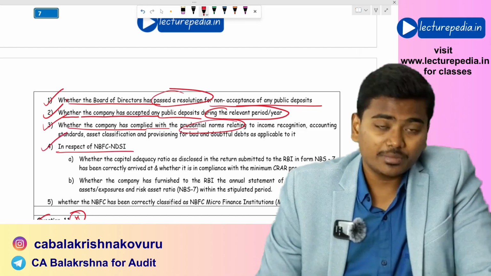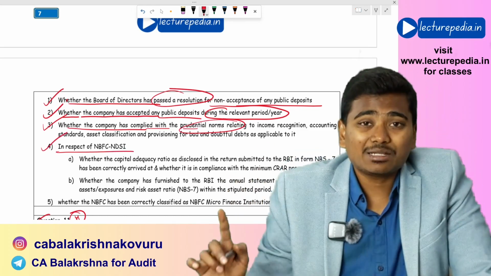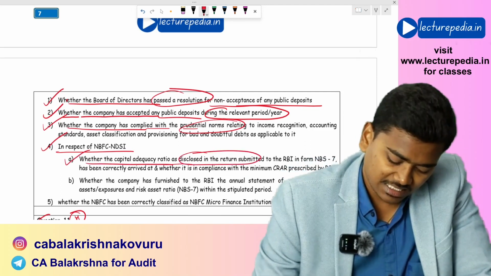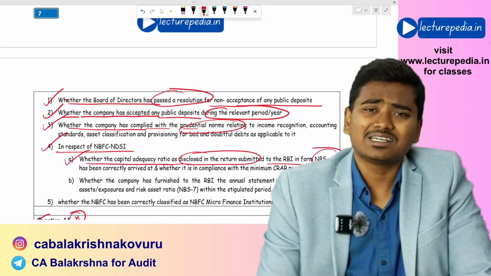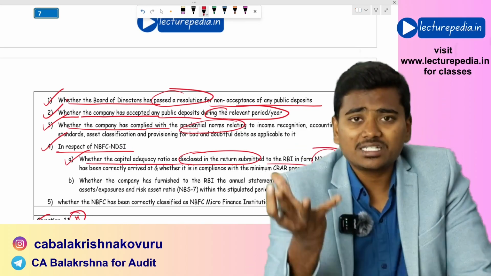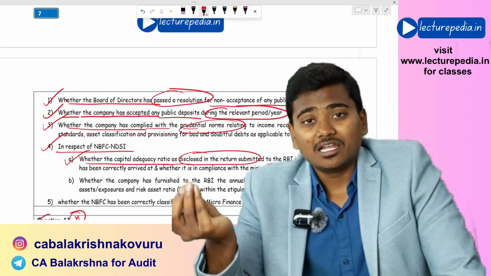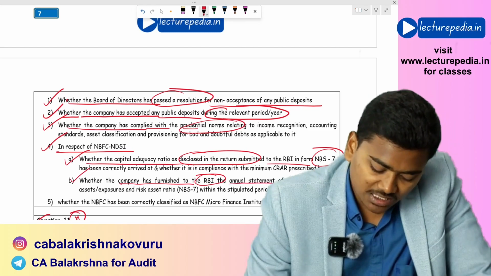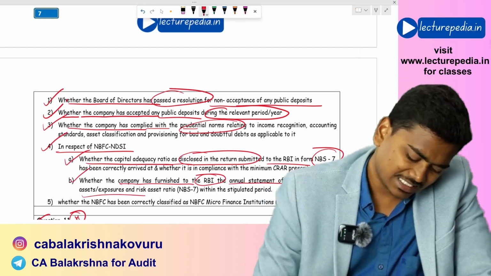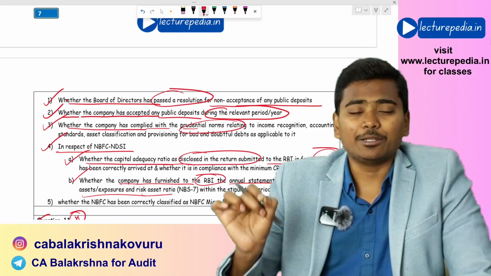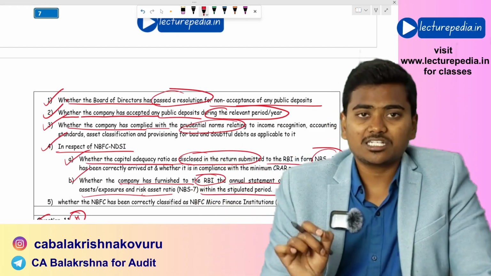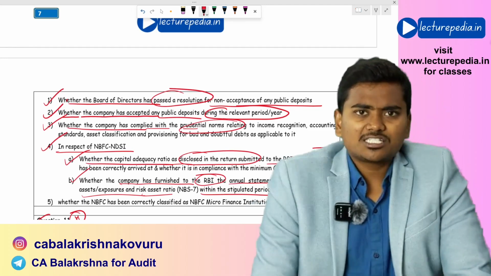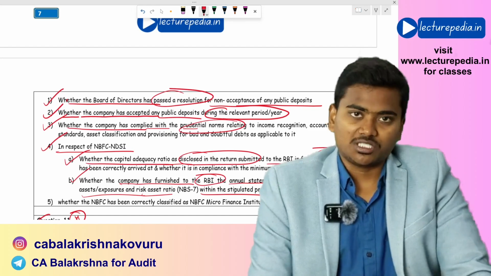And in respect of NBFC non-deposit systemically important, whether the capital adequacy ratio as disclosed in the return submitted to RBI in form NBS 7 is properly calculated and whether it is within the limit or not, that has to be reported. And whether the company has furnished to RBI the annual statement of capital funds, risk asset exposure and risk asset ratio in NBS 7 within the stipulated period of time or not. If it has not been submitted within the stipulated period, the auditor needs to report it.